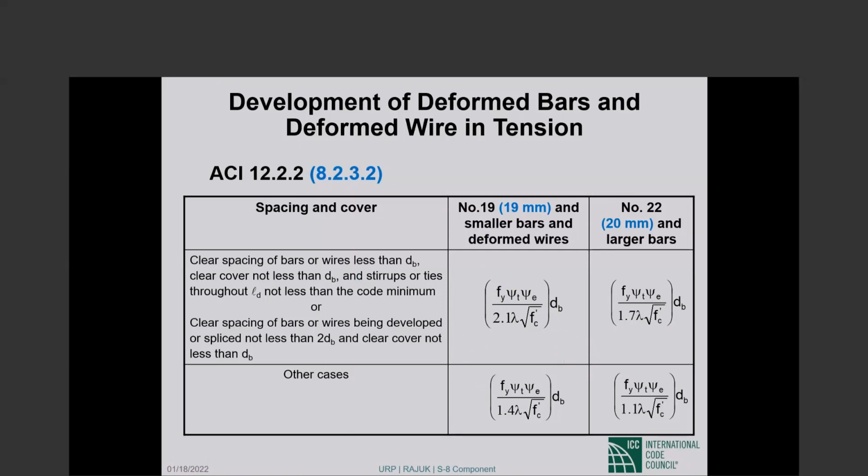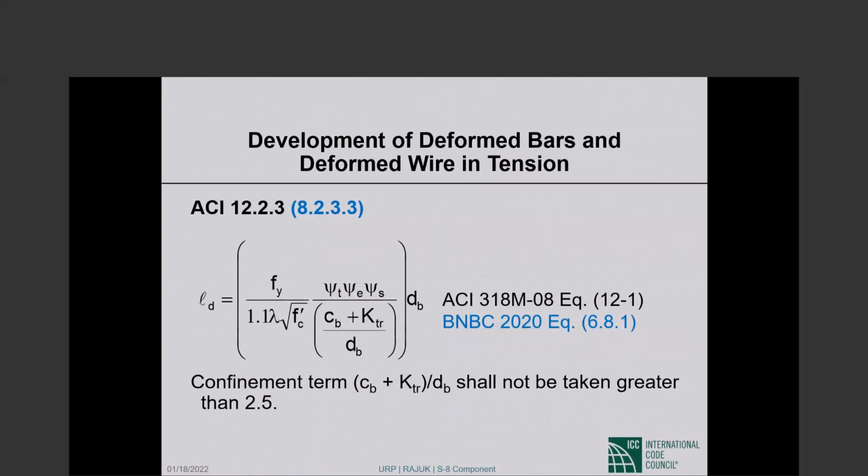So development length is so many bar diameters. How many is a function of the yield strength of the reinforcement, the compressive strength of the concrete, the lightweight concrete factor if there is lightweight concrete involved, and then two parameters: psi sub t for top bar effect and psi sub e for epoxy coating effect. The top bar effect I'll explain in just a little bit. So you have the choice of using the table, or you have the choice of using this expression.